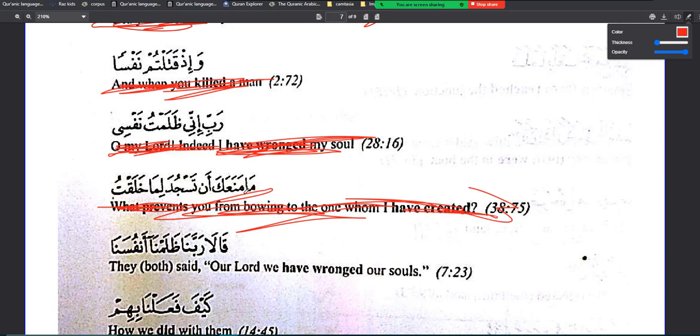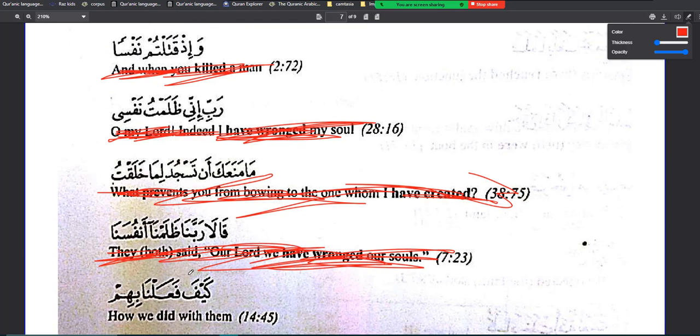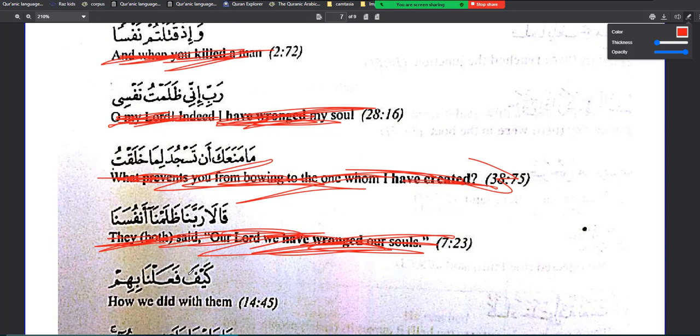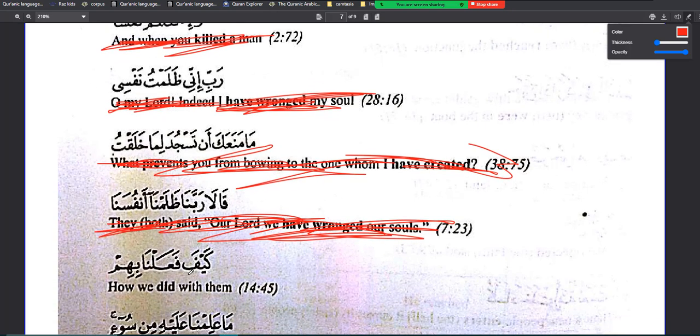Very good. I wronged. Ma mana'aka an tasjuda lima khalaqtu. What is the translation? Ma mana'aka. Yes, it is a word. Mana'aka. So if a pronoun is attached at the end, that becomes a maf'ul. Like we learned about khalaqahu, right? So he created him.